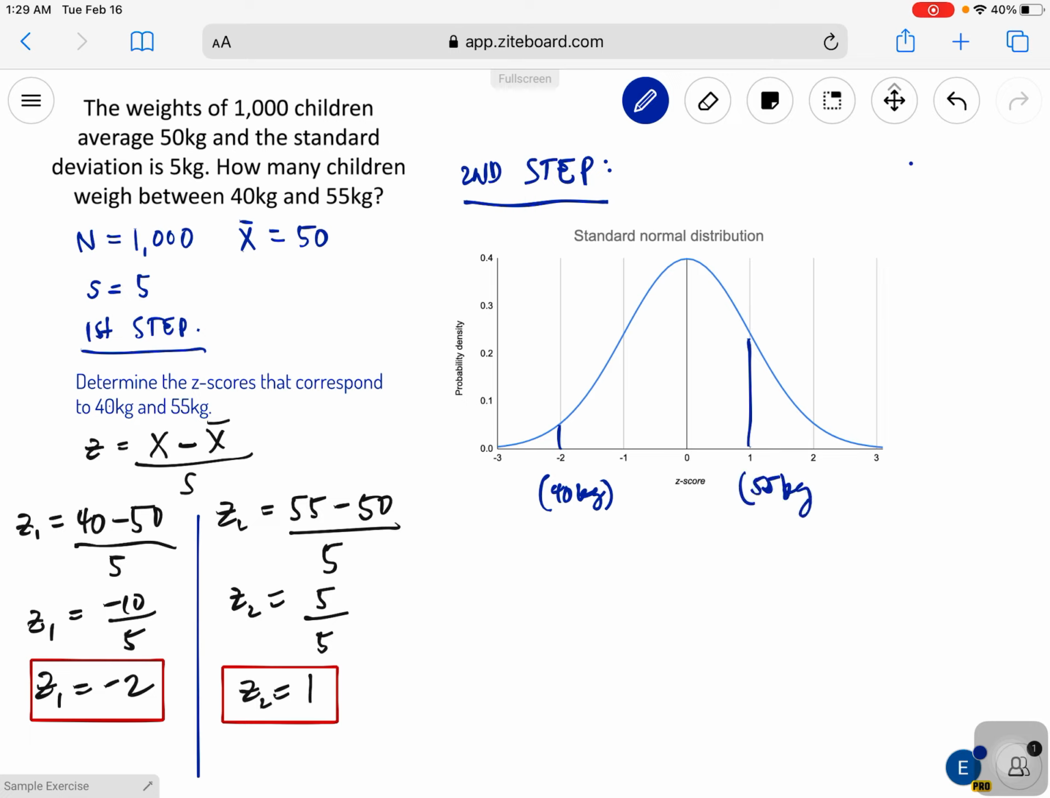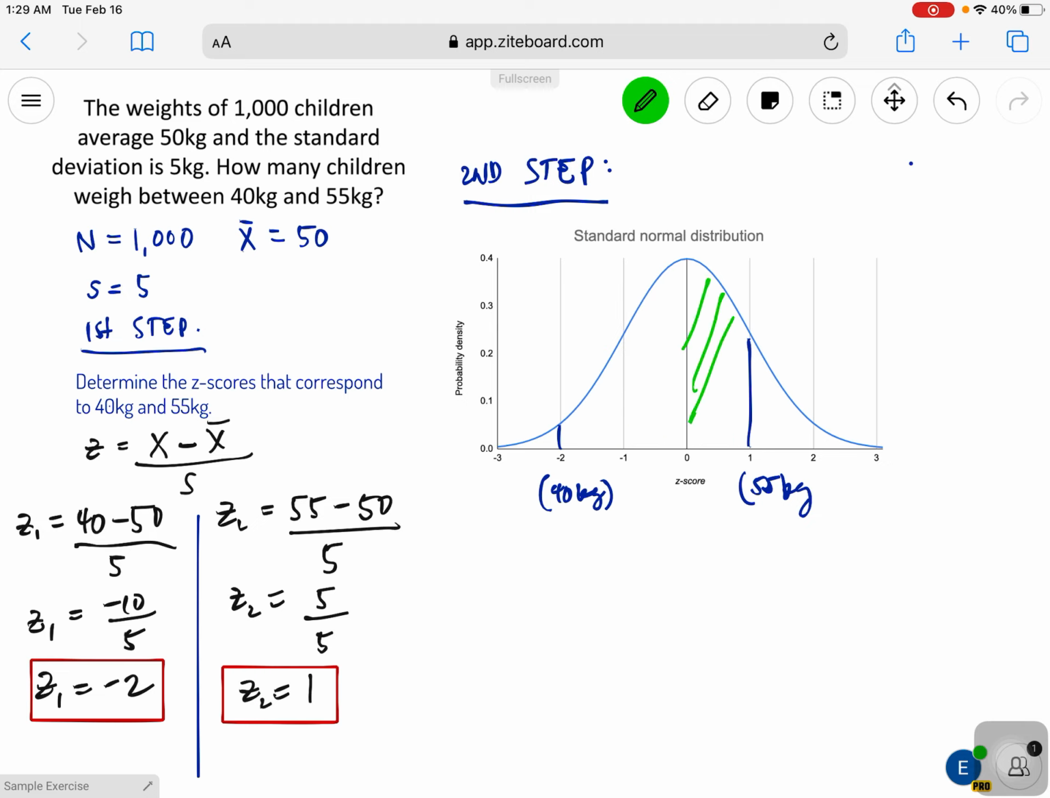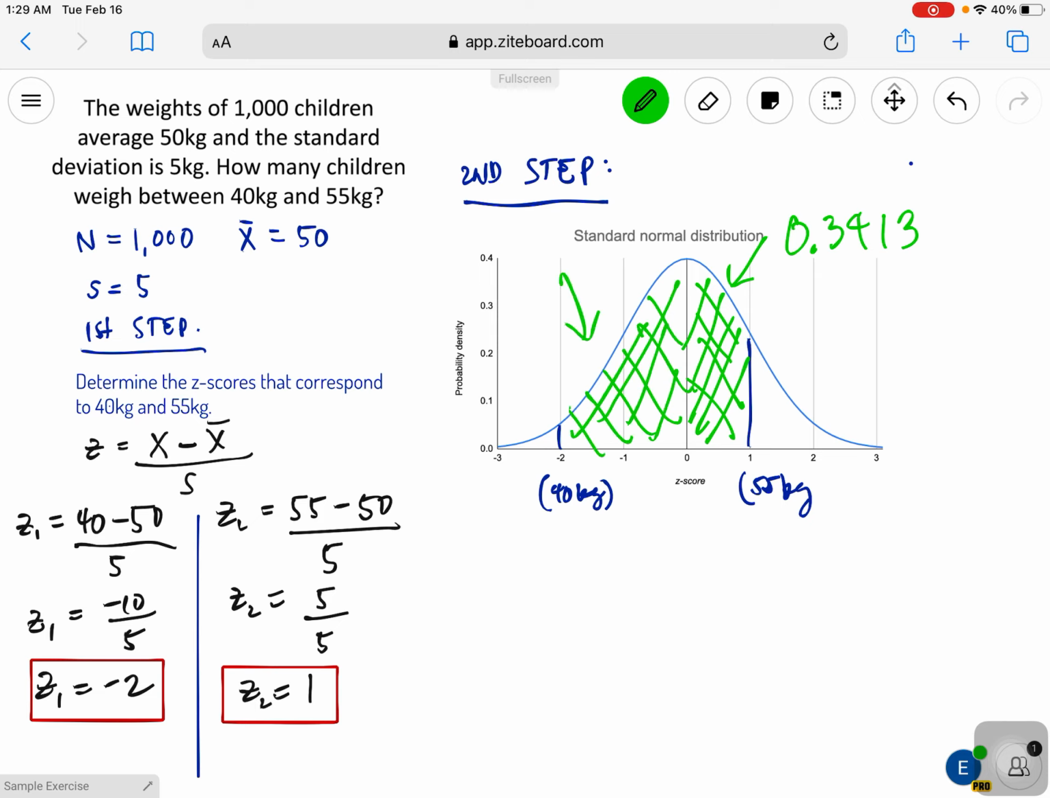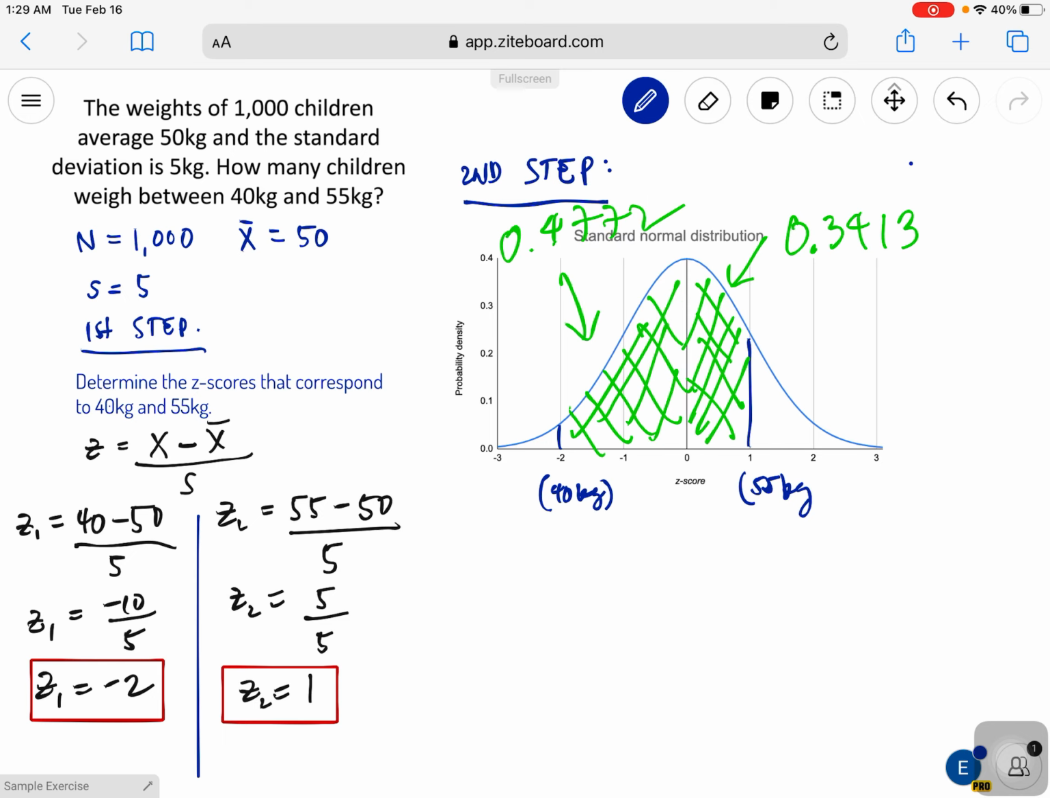Now this area, let me change this into green. This area is equal to 0.3413, so you can check your z table. And this whole area is also equal to 0.4772. So those are the areas that we will use to determine how many children weigh between 40 kilograms and 55 kilograms. So now let's proceed to the third step.